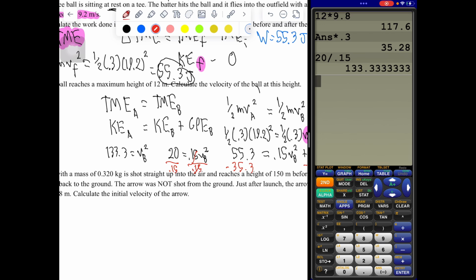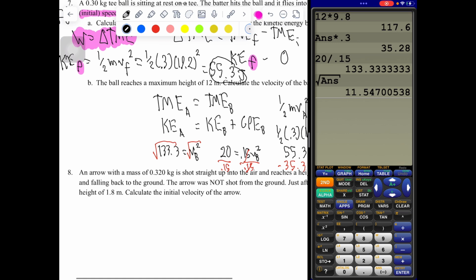Take our square root. All right, square root of our answer is 11.5. So the velocity at point B, 11.5 meters per second.